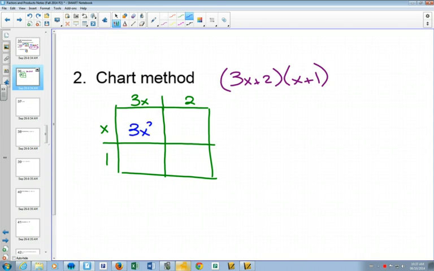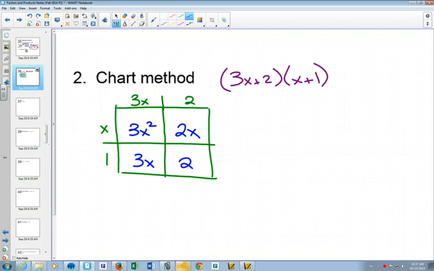I get 3x squared. That's the same as the first ones when we did FOIL. What happens when I do the 3x and the 1? I get 3x. That was the same as our outside ones. The x times the 2 would give me 2x. That's the same as my inside ones. And the 1 and the 2 would be 2, is the same as my last ones.